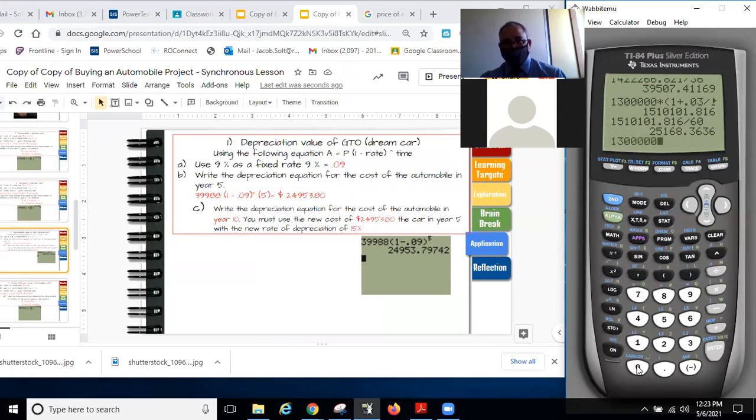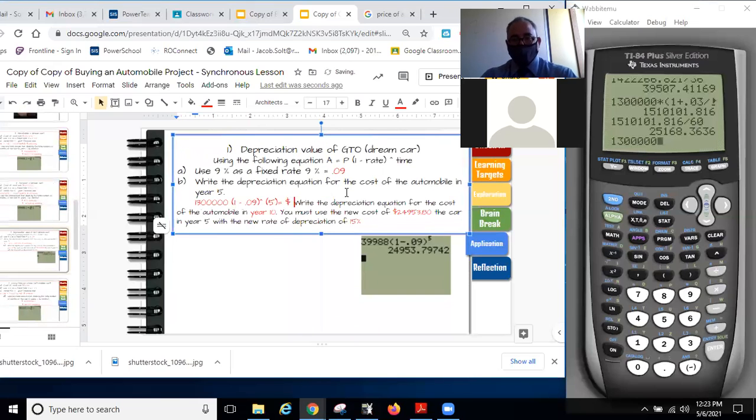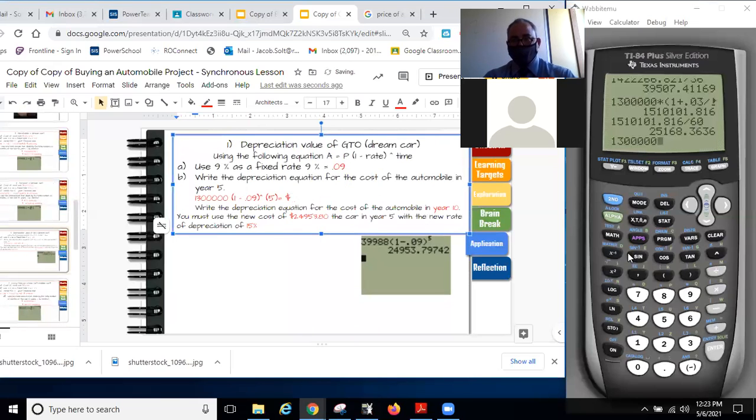Here's my 1,300,000 again. That's the price of the car. All right, I need to change that. To get that 1.3 million. All right, and now I need to redo this calculation to find out how much money this thing will lose over time. So there's my 1.3 million. I'm multiplying it by 1 minus 0.09. We're assuming that it's going to depreciate by 9% per year. Raise that to the 5th power. That's the depreciation over 5 years.